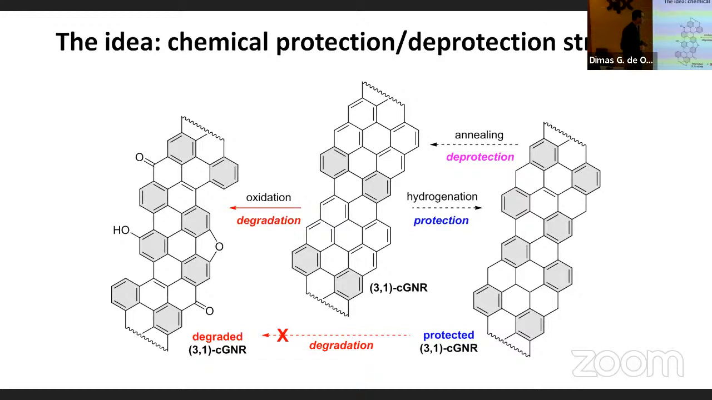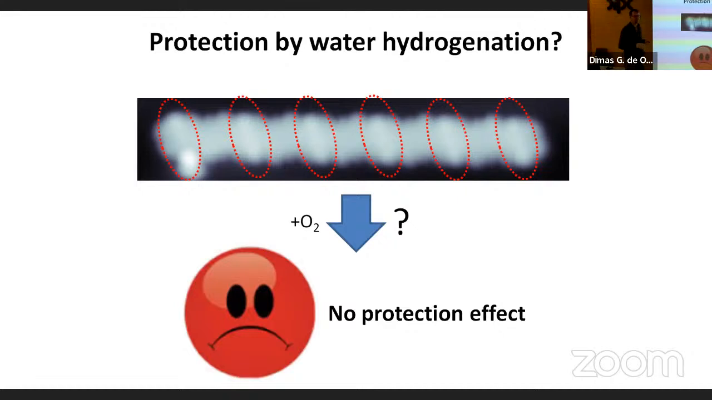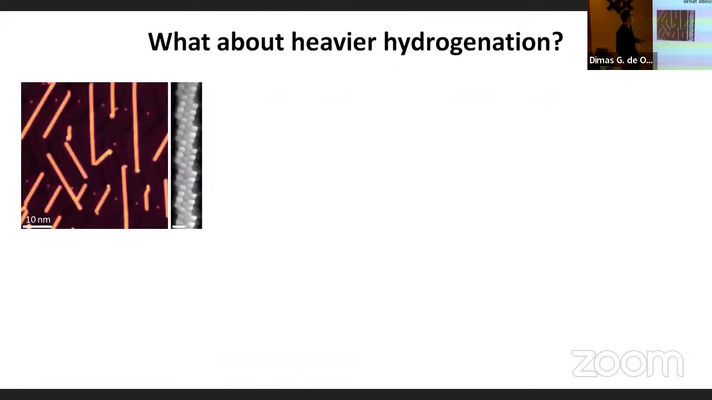And actually, if you think of it, this is more or less what we already have with our water-exposed graphene nanoribbons. It's only that we have it only every second unit cell, but we thought, let's give it a try. We took this sample and exposed it to oxygen, and unfortunately, there is no protection effect at all. The ribbons degrade severely. So this was unsuccessful, but then we thought, okay, let's try something else. What we wanted to try is to hydrogenate those structures more heavily. So we take our initial sample, and now we expose it to a flow of atomic hydrogen.